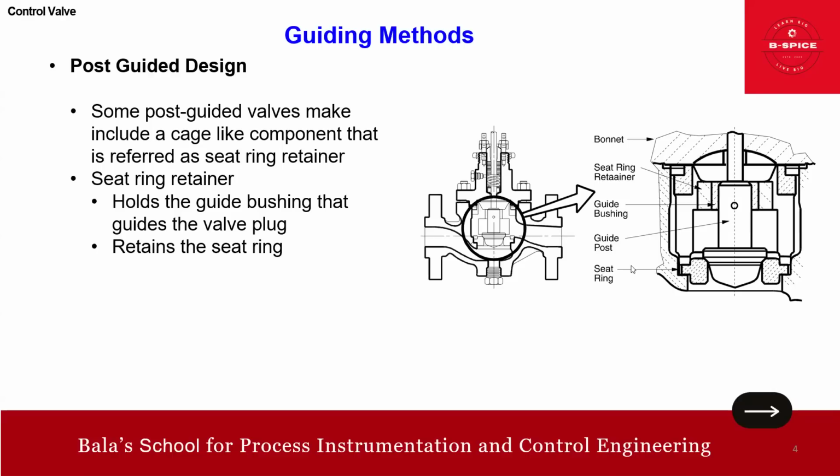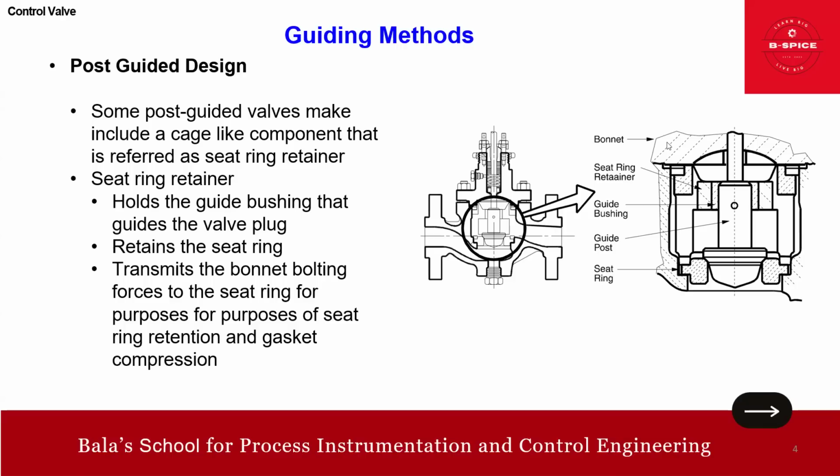Then it retains the seat ring. It also helps to retain the seat ring and transmit the bonnet bolting forces to the seat ring for the purposes of seat ring retention and gasket compression. So these are the functions of this seat ring retainer. Just remember this concept. In the post-guided design, we have this seat ring retainer. Of course, as a vendor, you need to know, but if you are EPC, I think the concept is more important.